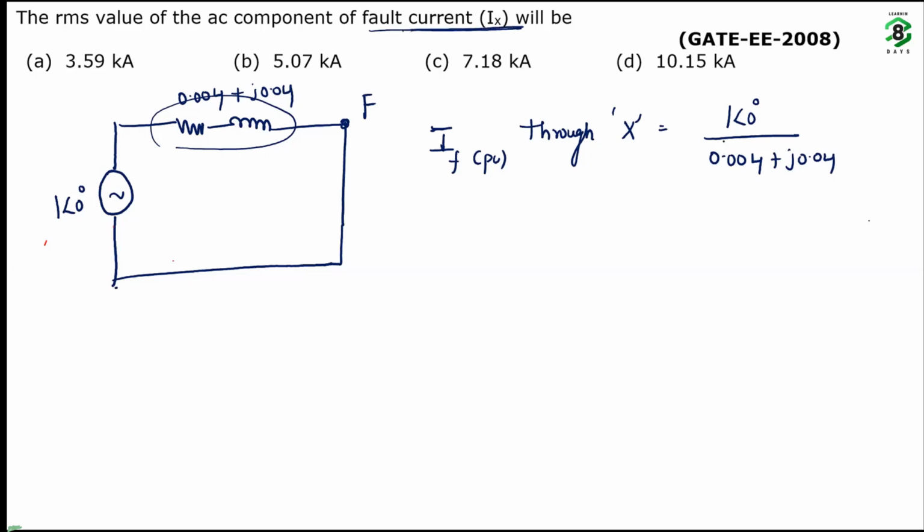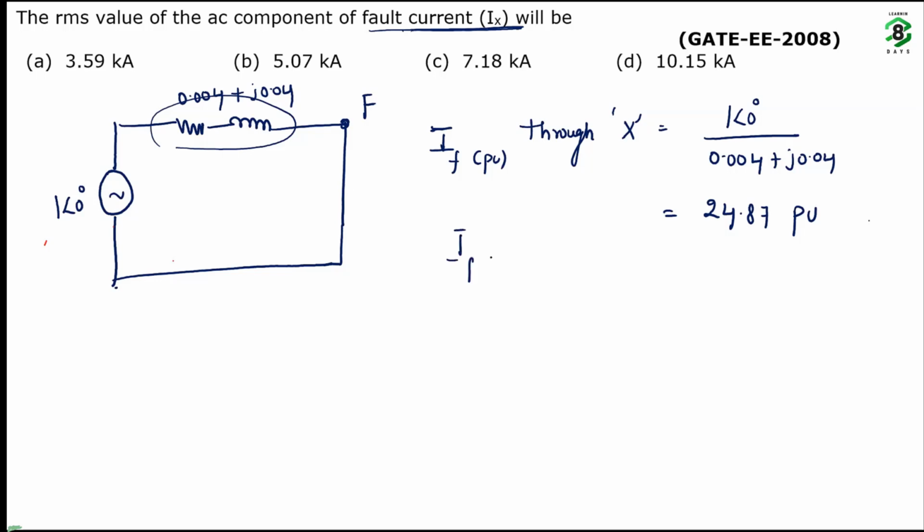This value will be this much. Can someone tell the magnitude of this value? 24.87. Let us not worry about the angle. We want only the magnitude of the current. So 24.87 per unit. Understand? Yes. But he asked for the actual value, so we have to multiply with the current base.